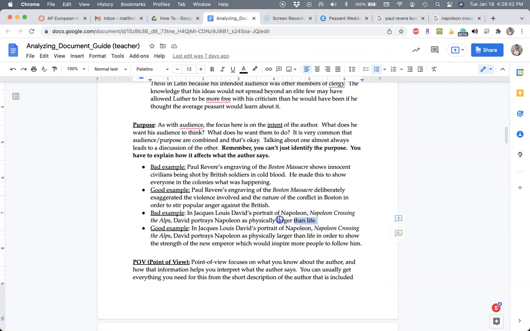In David's portrait of Napoleon, Crossing the Alps, David portrays Napoleon as physically larger than life. Is that true? Yes. Does it tell me why it matters? No. Better example. In David's portrait of Napoleon, Crossing the Alps, David portrays Napoleon as physically larger in order to show the strength of the new emperor, which would inspire more people to follow him. That's the key. That's what we want to hear.